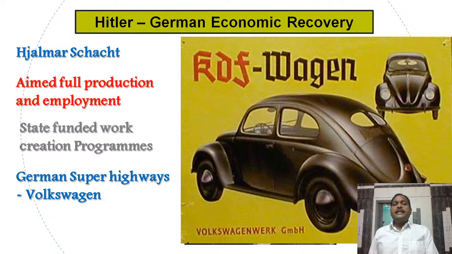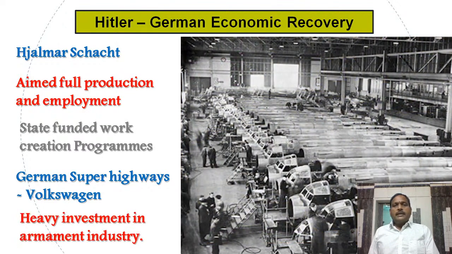Next, he built the German superhighways. He laid down the German superhighways, and the people's car, known as Volkswagen, was introduced by Schacht. Next, as a remedy and to improve employment, he invested in the armaments industry. That means to make weapons, he started many industries which produced armaments. In this way, he made some suggestions and took some actions to get out of the crisis.